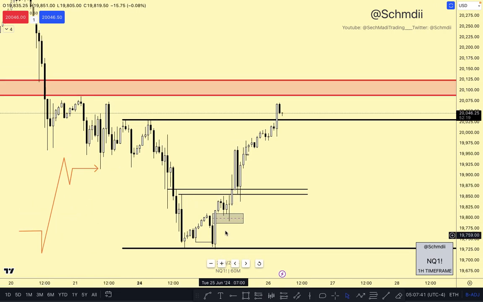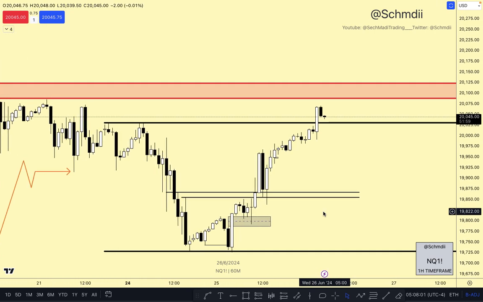Market open in New York, tapped into that imbalance there. Price shot up and closed through that 4-hourly imbalance. That inverted and gave us an opportunity to buy.